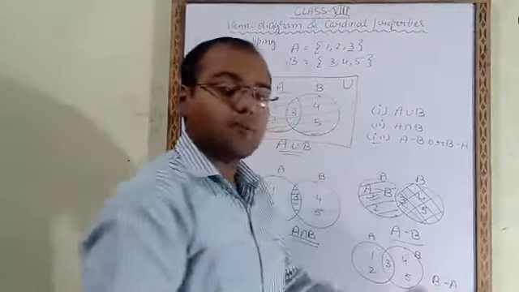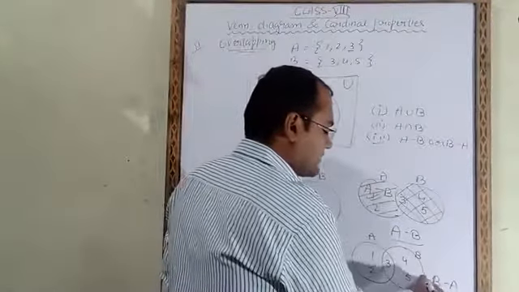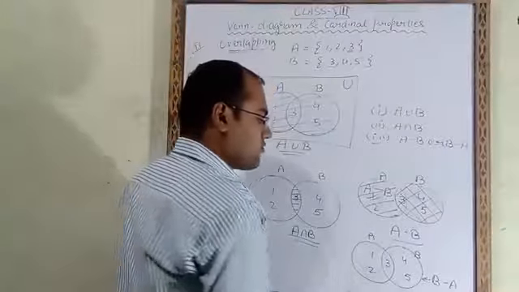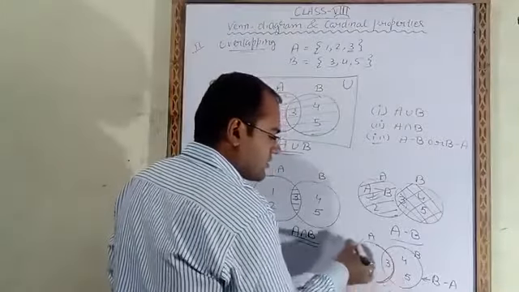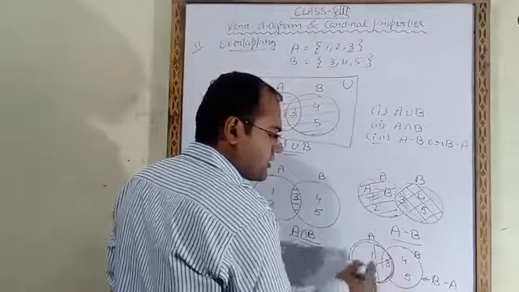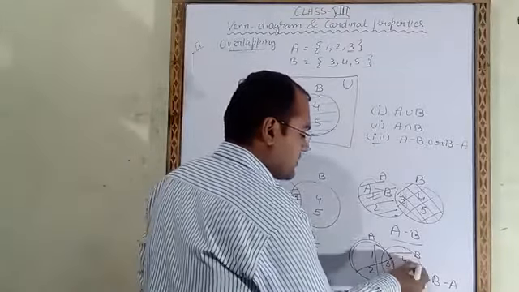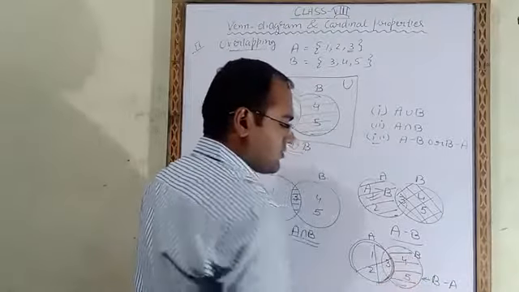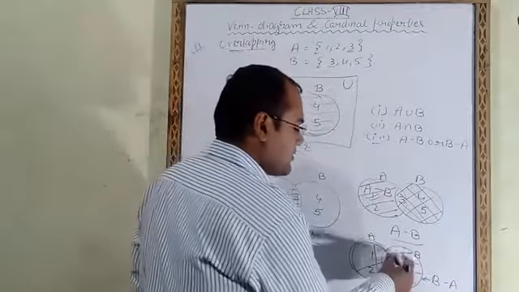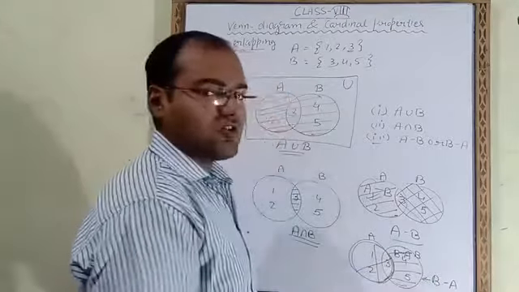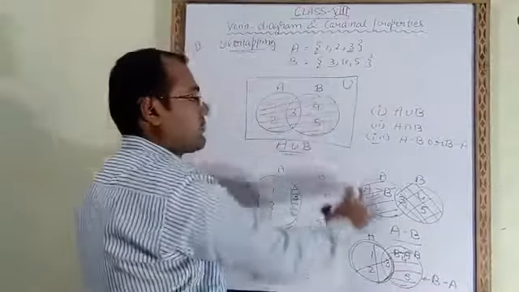What do we have to show? B minus A. B minus A means from B we have to remove A. So which part do we have to remove? This much part we will not take. So which part will we take? We will take this much part. So this part will come in B minus A. Like this you have to do the overlapping Venn diagram.